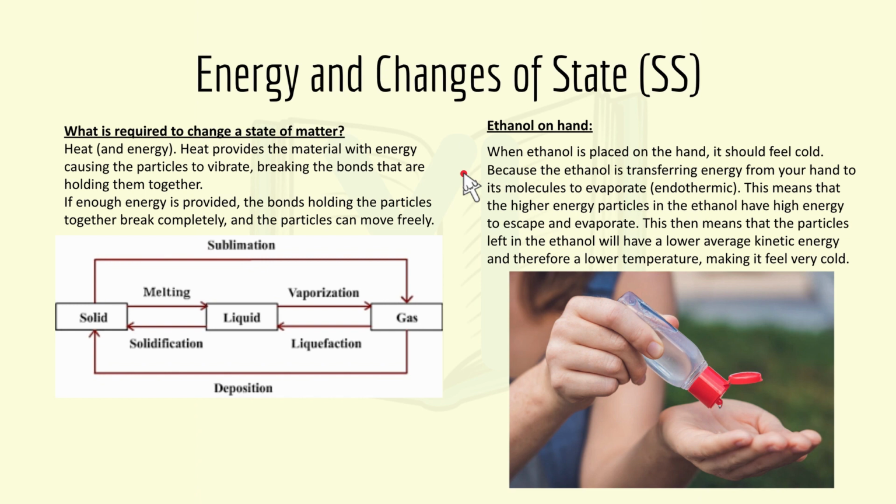So here's energy and changes of state, which is for separate science. What is required to change the state of matter is heat and energy. Heat provides the material with energy, causing the particles to vibrate, breaking the bonds that are holding them together. And if enough energy is provided, the bonds holding the particles together break completely, and the particles can move freely.